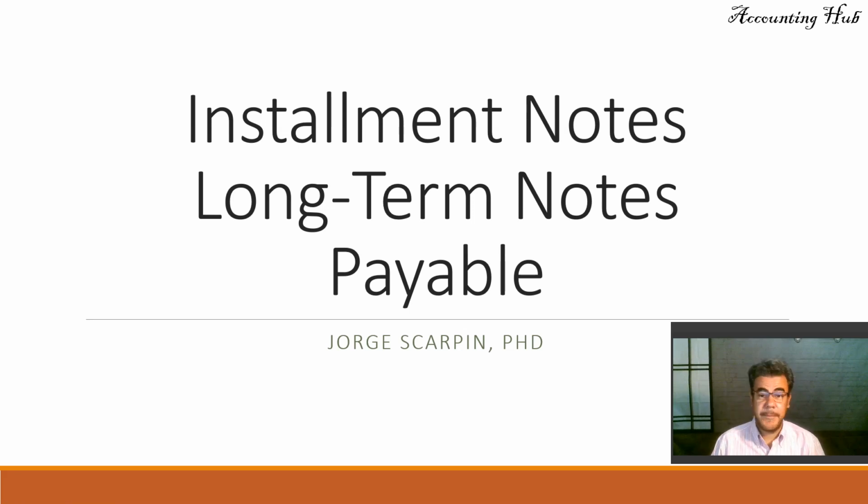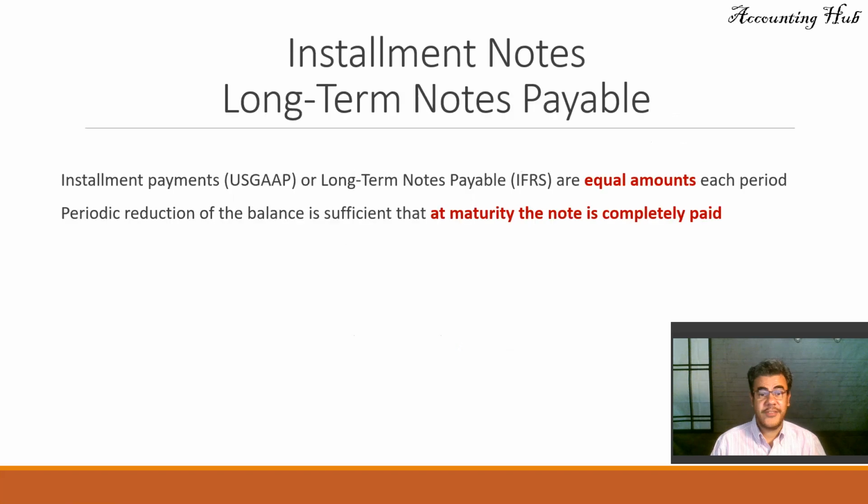I'm Professor George Scarpin, PhD in accounting, and our topic today is installment notes, long-term notes payable. How do we account for it? First of all, we have a difference here between the USA and other countries. Installment payments is what we call it in the US, or long-term notes payable is what we call it in international accounting, based on IFRS. They are equal amounts each period, and we have a periodic reduction of the balance that is sufficient, so at maturity the note is completely paid.